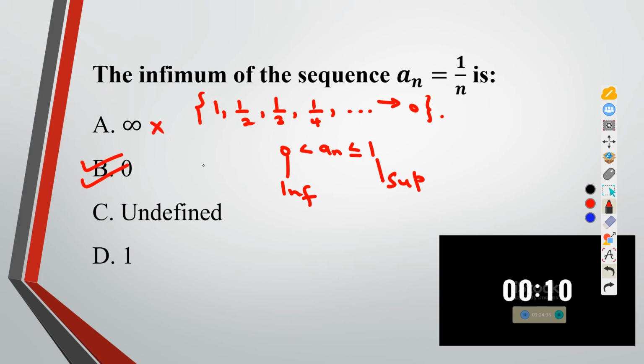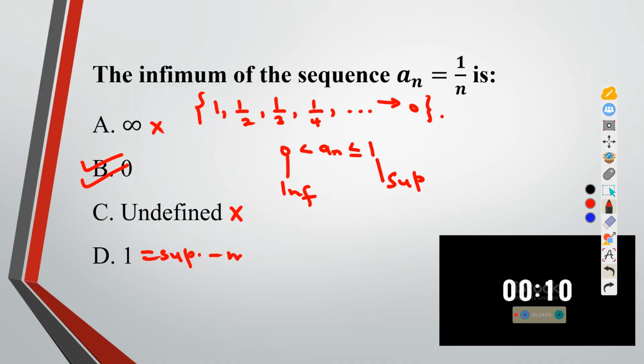And infinity, this is not true. This applies to sequences, for example, the unbounded below sequences or unbounded above sequences. Okay, then infinity is not true here. 1 is actually the supremum.